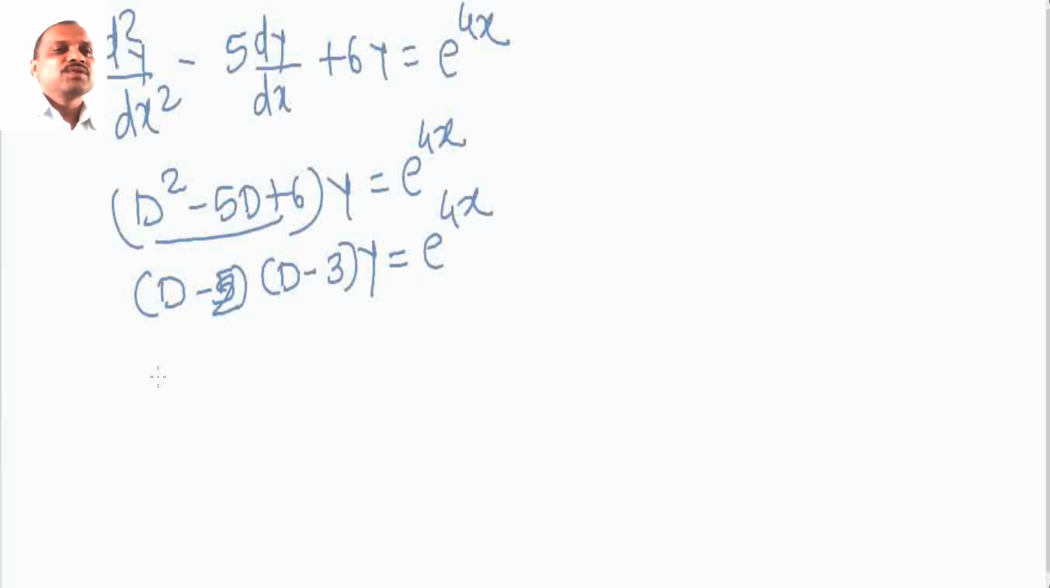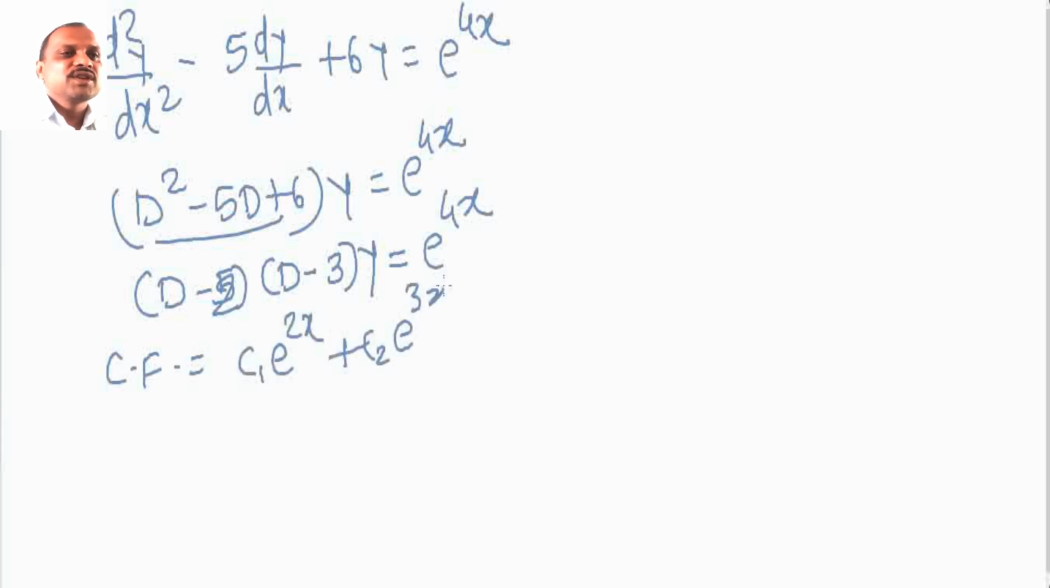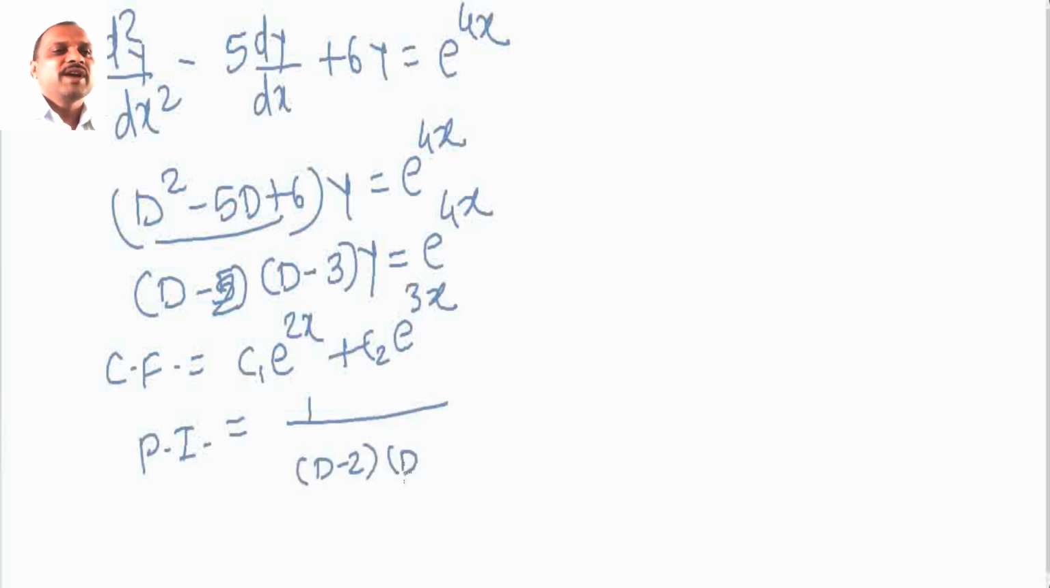So what is the complementary function of this differential equation? The complementary function is equal to c1 e raised to 2x plus c2 into e raised to 3x. This is the complementary function, and the particular integral is equal to 1 divided by (D minus 2)(D minus 3) operating on e raised to 4x.